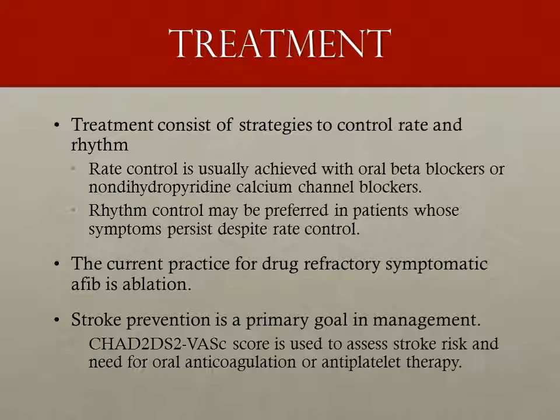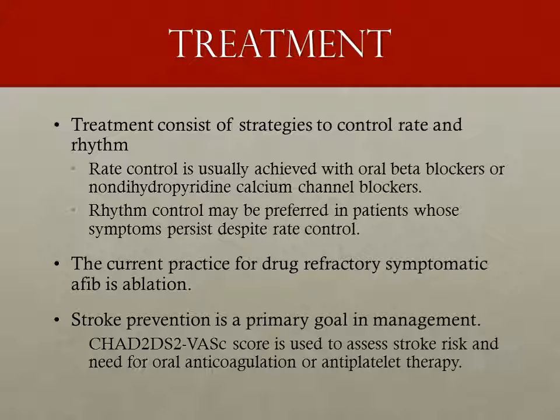Now on to treatment. Treatment consists of rate control and rhythm control. Rate control is usually achieved with beta blockers or calcium channel blockers. Rhythm control may be preferred in patients whose symptoms persist despite rate control. Rhythm control can be achieved using cardioversion, antiarrhythmic medications, or catheter ablation.